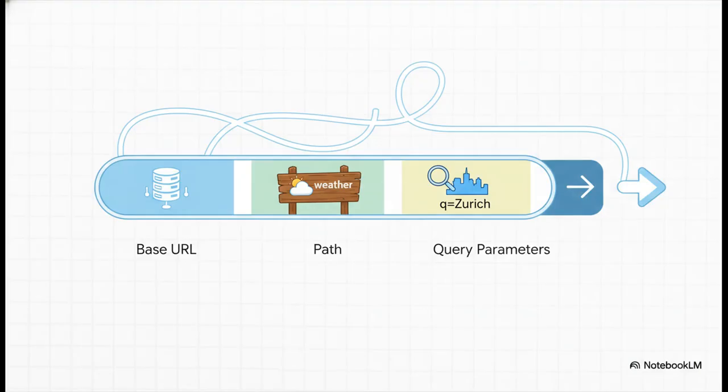So, how do we actually tell the API what we want? We use an endpoint. And this right here perfectly illustrates the structure. You've got the base URL, which is the API's address. Then there's the path /weather, which specifies the resource we want. And finally, the query parameters, like q=Zurich, which filter the request. In this case, asking specifically for the weather in Zurich.